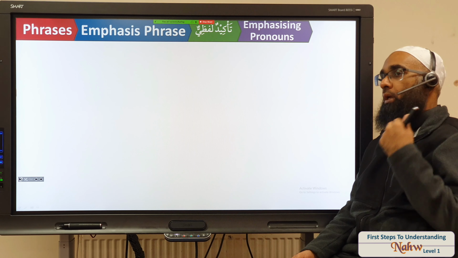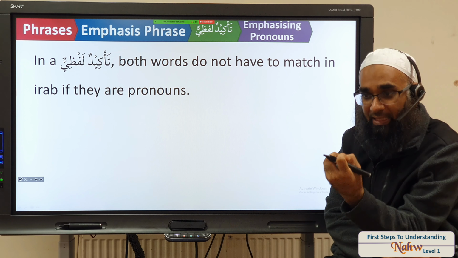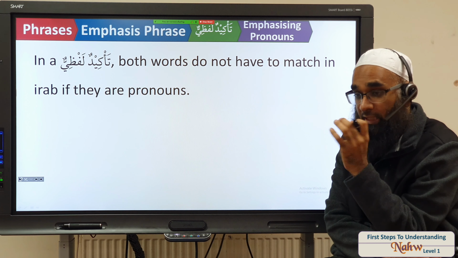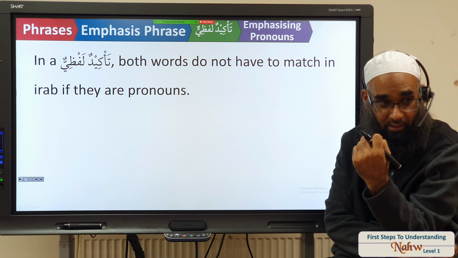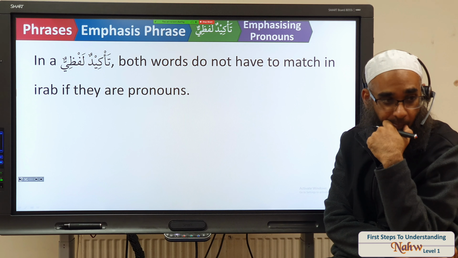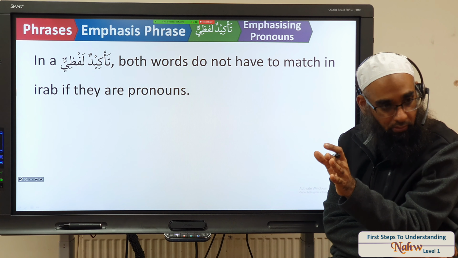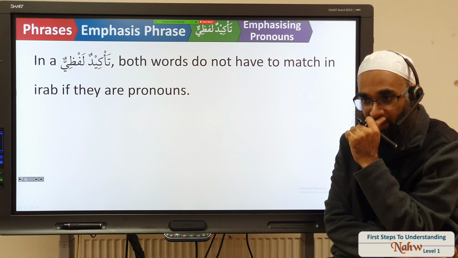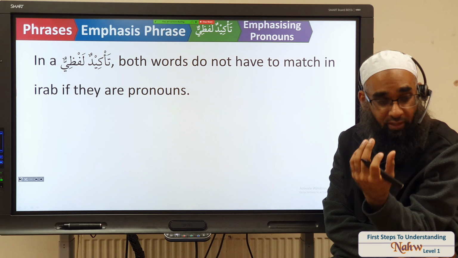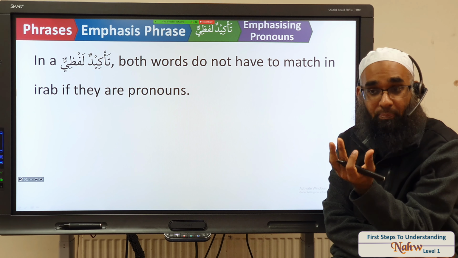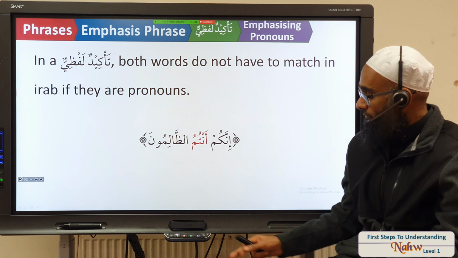Right. Now, another rule to remember is that with ta'keed lafzi, if the mu'akkad and ta'keed are nouns, they have to match in what? I'rab. Meaning they have to be both marfu', both mansub, or both majrur. However, if they are pronouns, the pronoun is a bit flexible in ta'keed lafzi. In certain places you don't have to use the same type of pronoun. For example, look.